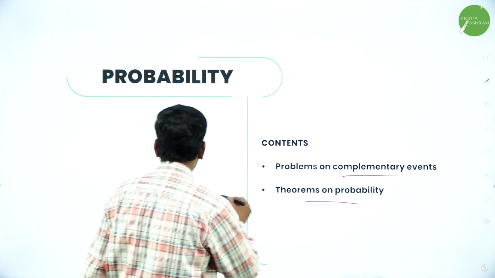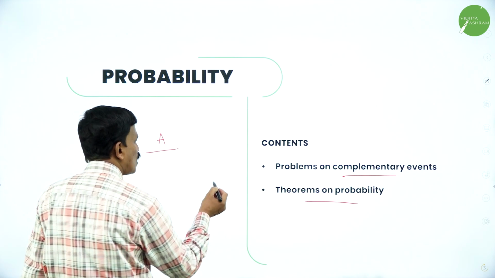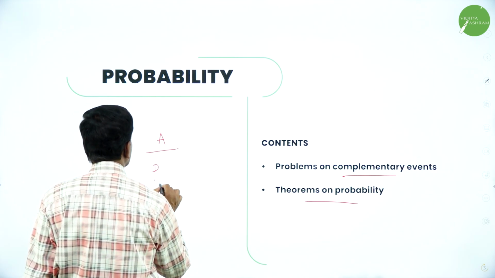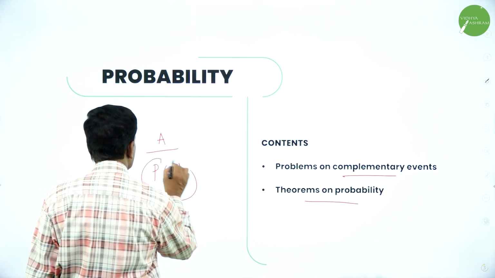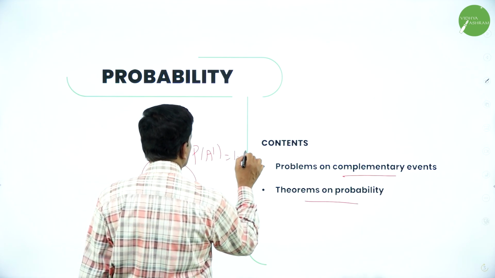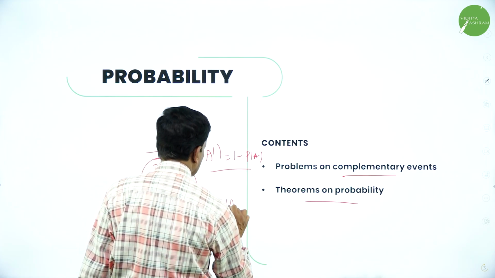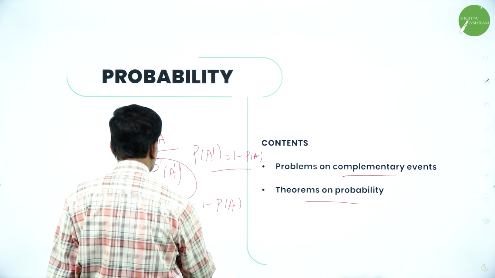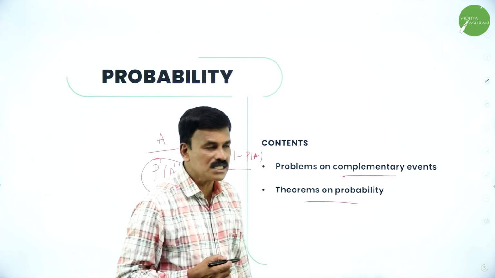Suppose A is any event, then the complement of this event, P of A dash, is called the complement of A, and is given by P of A dash is equal to 1 minus probability of A. So 1 minus probability of A is called the complement of A, denoted as P of A dash. Now based on this, let us take one example.